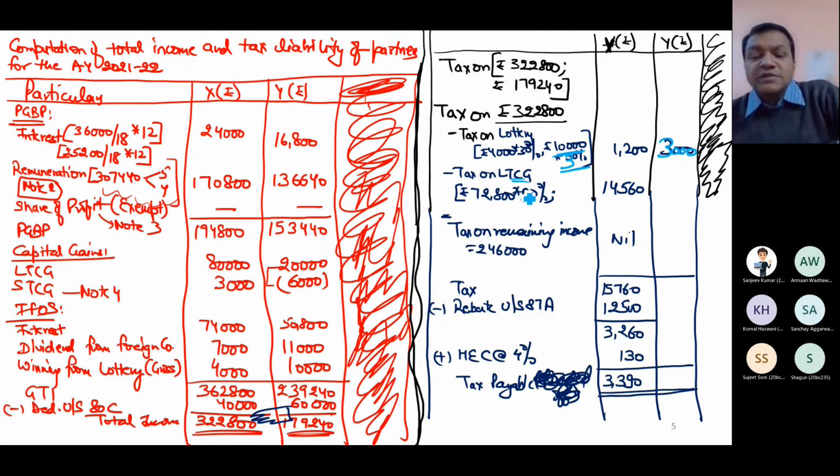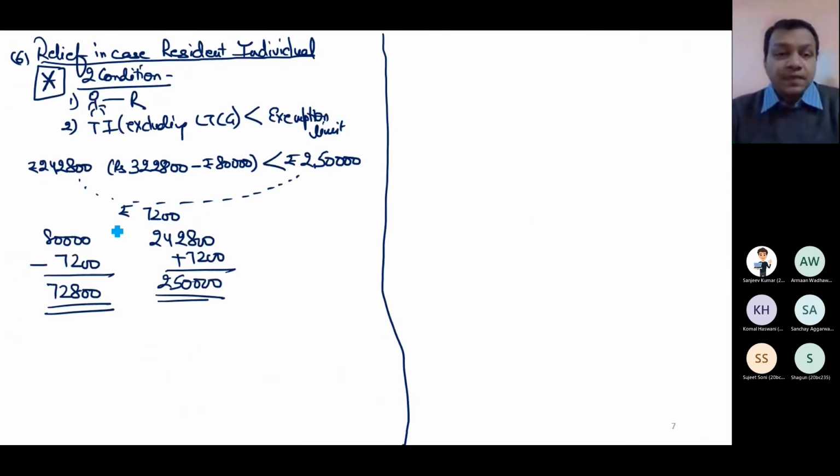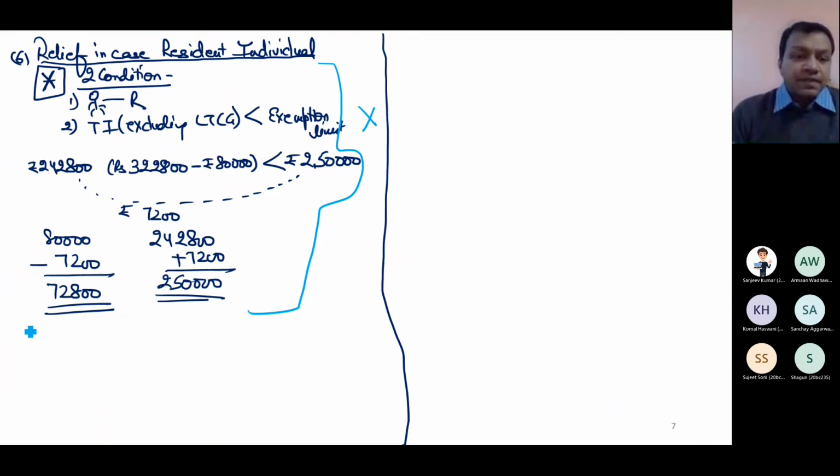Then LTCG, how much LTCG is there? In this case also, I will go by relief. So I will go by relief. This was the case of X. In the examination, don't do like this. Make fair presentation. Now in case of Y, what happens?